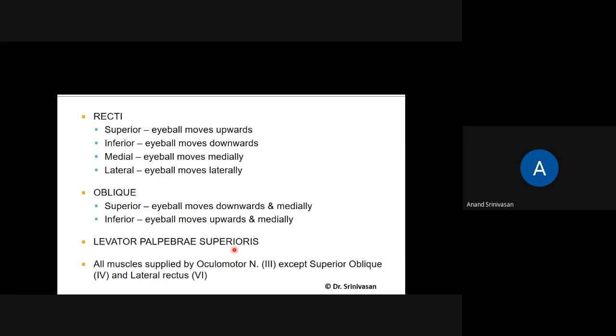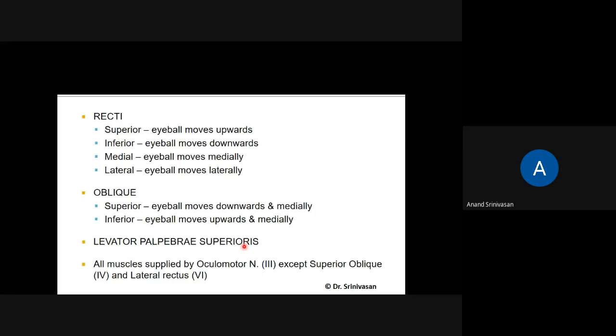When this muscle contracts, what happens? We open up the eye. When you are sleeping and then you suddenly wake up, the opening of the eyes is done by the levator palpebrae superioris.